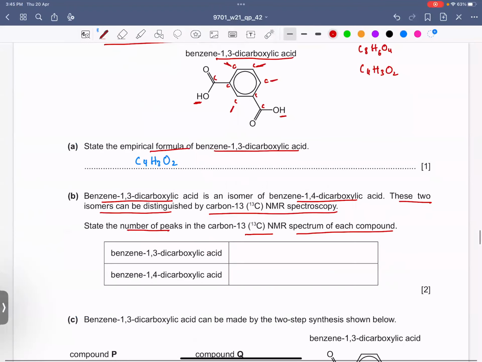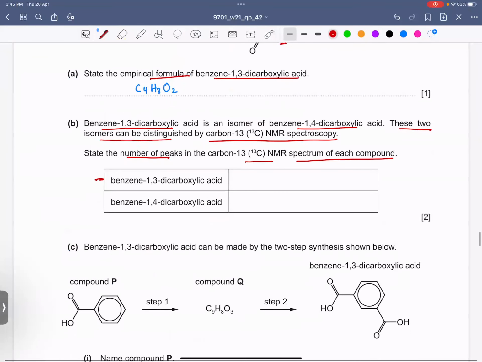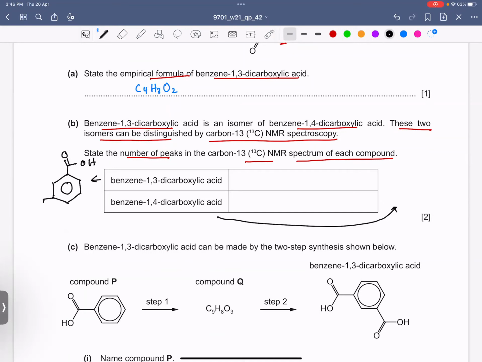Let me draw benzene 1,3 over here and benzene 1,4 over here. So, in benzene 1,3, we have a carboxylic acid over here and the other carboxylic acid over here on the third carbon, right? And here it's 1,4, so one carboxylic acid over here and one carboxylic acid over here. Is this clear?